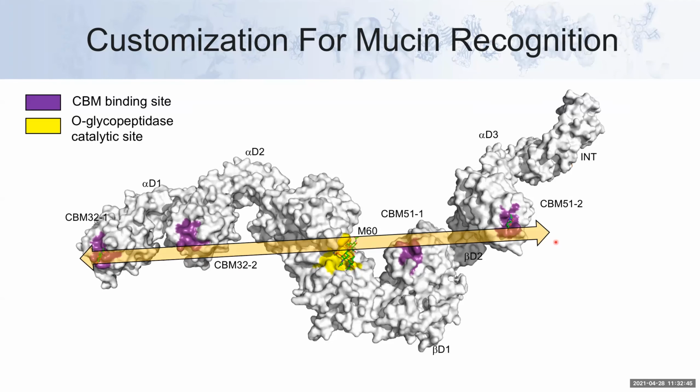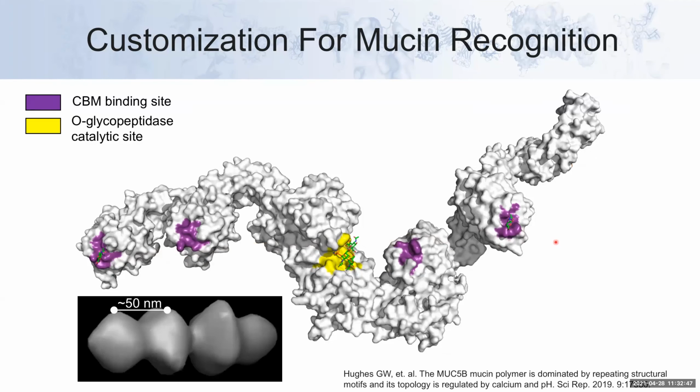And the reason that this is relevant is somewhat revealed by some recent low-resolution cryo-EM work on mucin domains. And so that's shown here. So this is a cryo-EM reconstruction of mucin domains from Muc5B. And what was observed is a highly repeating pattern of these domains that are roughly 50 nanometers in diameter, but also separated by 50 nanometers. So they're on 50 nanometer centers.